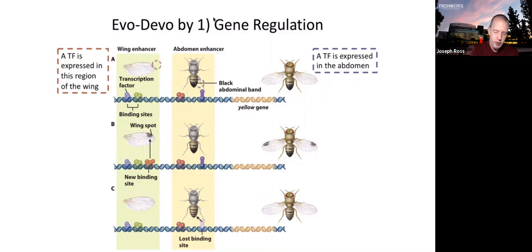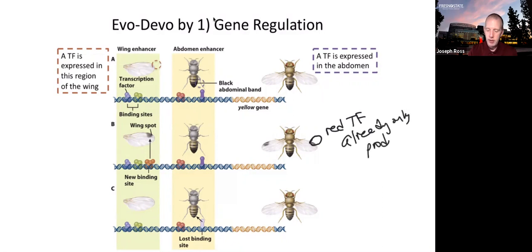I do want to reiterate, because this is important, the reason this happens is because, for reasons we haven't discussed, that red transcription factor, the protein, is only being produced in those tiny regions of the wing already.